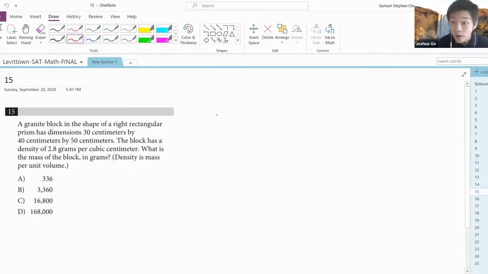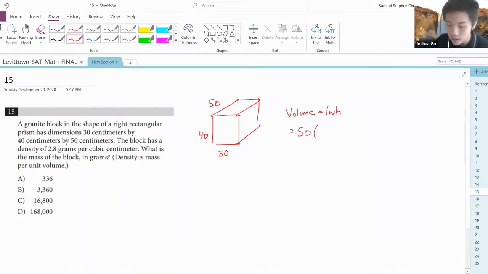A granite block in the shape of a right rectangular prism has dimensions 30 centimeters by 40 centimeters by 50 centimeters. The block has a density of 2.8 grams per cubic centimeter. What is the mass of the block in grams? So we know that to find the volume of a rectangular prism or a box, what we have to do is multiply length times width times height, and we're given that. So we can multiply 50 times 40 times 30 to get the volume.